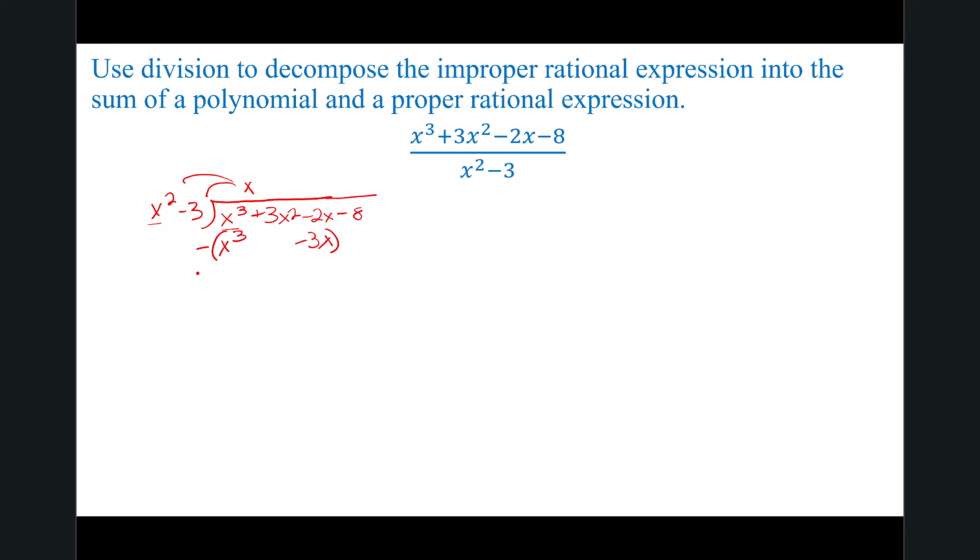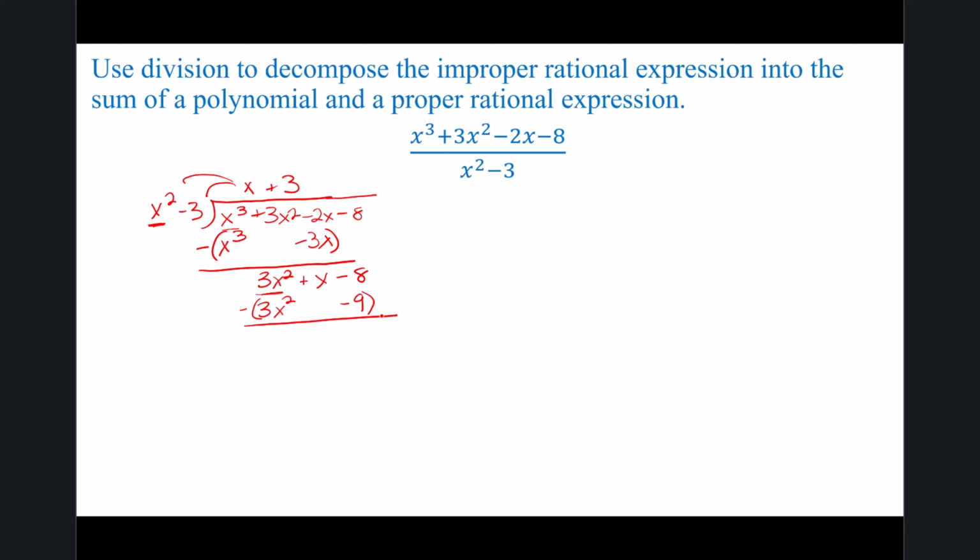And then we subtract. So x cubed minus x cubed is 0. 3x squared minus 0 is 3x squared. And negative 2x minus a negative 3x becomes negative 2x plus 3x, which is x. And then I can bring down the next term, the negative 8. So what times x squared is 3x squared? That gives us 3. And then I multiply by the x squared minus 3. 3 times x squared is 3x squared. And 3 times negative 3 is negative 9.